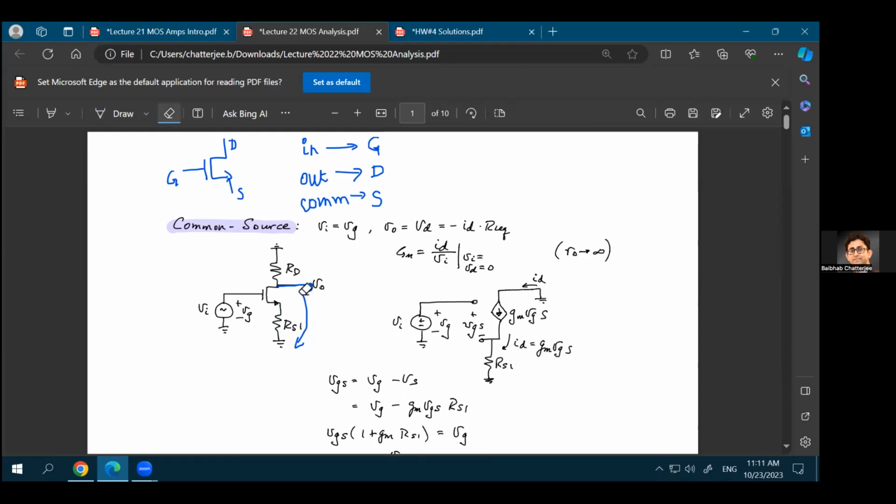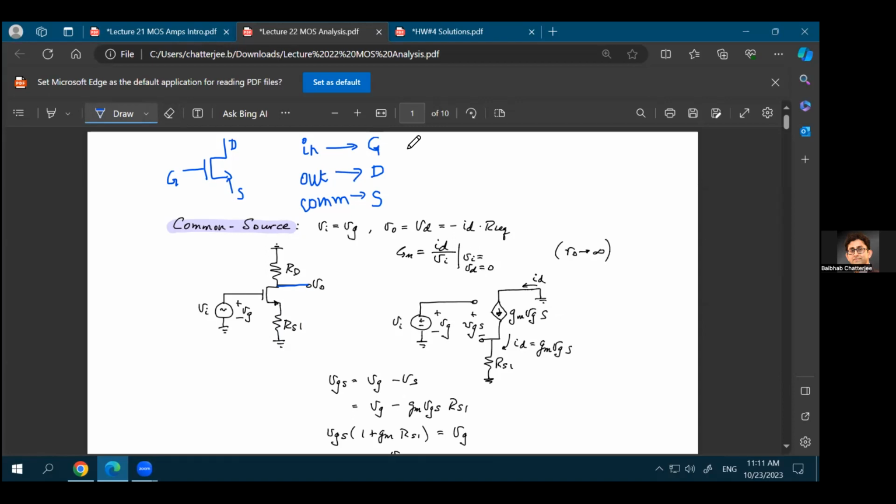We'll look at the common source with the source degeneration again, but we have already done this AC analysis in the last lecture. We'll just repeat it so that it gets imprinted in your mind that this is how we need to do the AC analysis for any kind of configuration. So we'll just repeat that. But before that, I want to talk about the other configurations a little bit more.